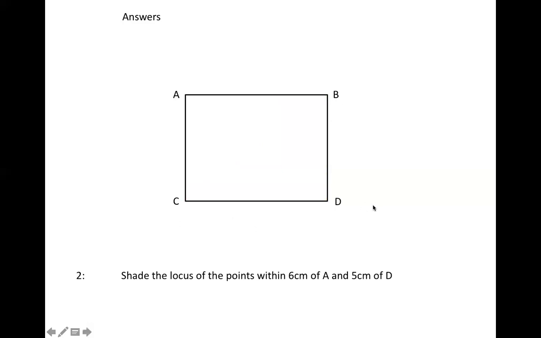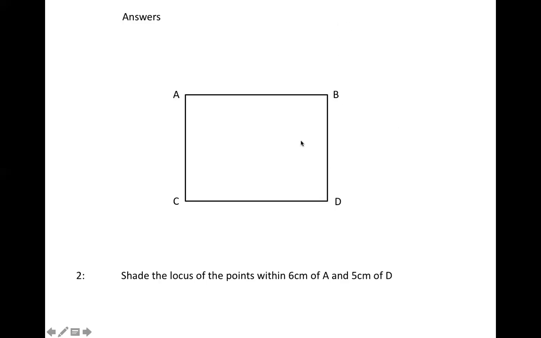The rectangle is 8 by 6 cm. So the length is 8, the width is 6. And rectangle opposite sides are the same length. Okay, shade the locus of the points within 6 cm of A and 5 cm of D. Okay, you can write down the question as well. Shade the locus of the points within 6 cm of A and 5 cm of D.